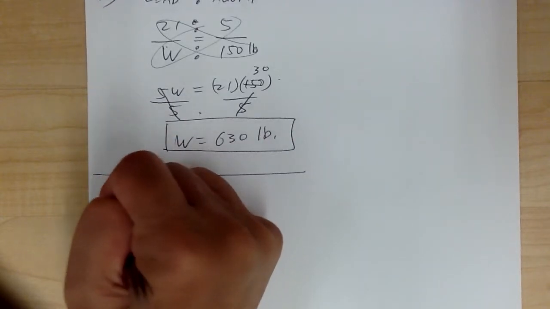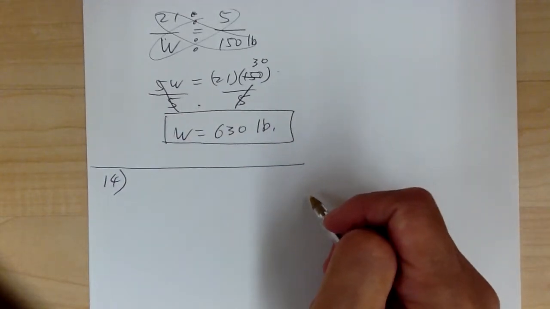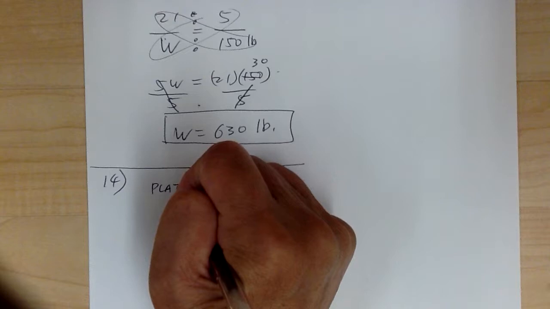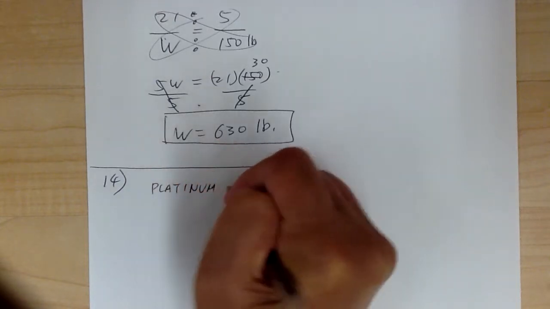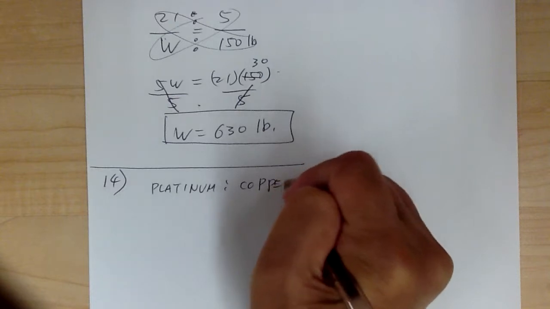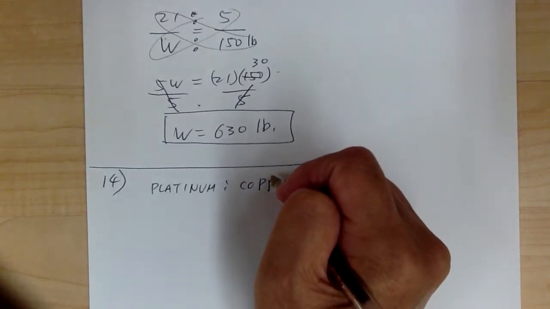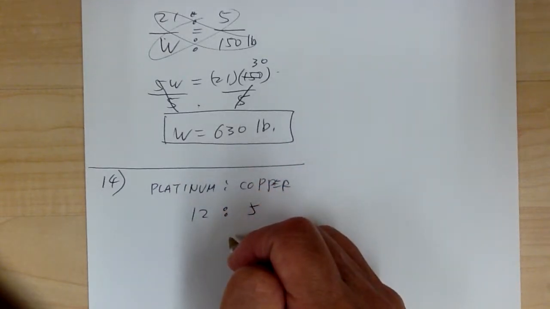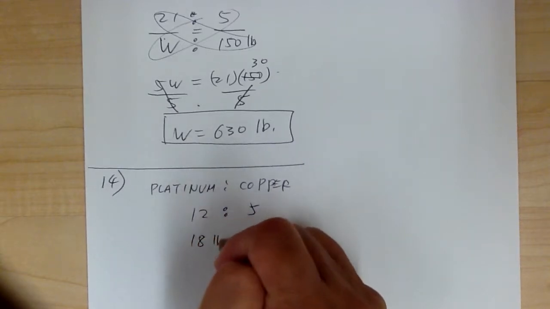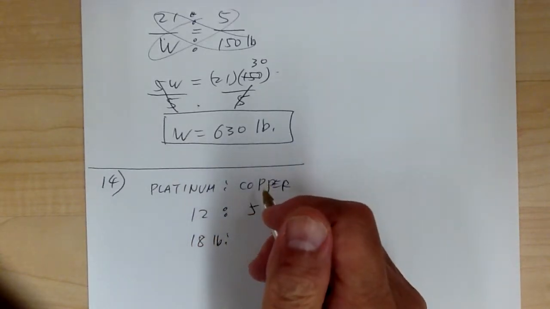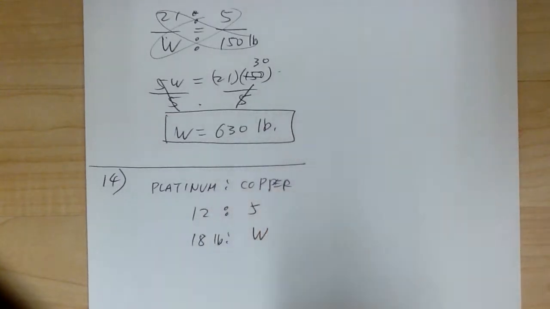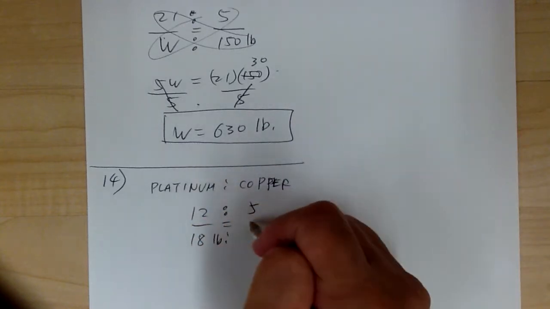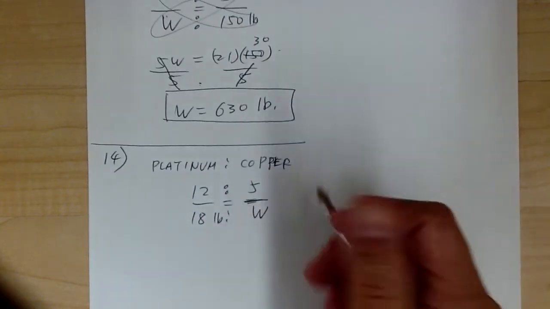Okay, let's go to number 14. It's a ratio of platinum to copper, which would be 12 to 5. So if a platinum bar weighs 18 pounds, what would the copper bar weigh? Make sure you line up the columns exactly, and make it into an equation. Then you can cross multiply.